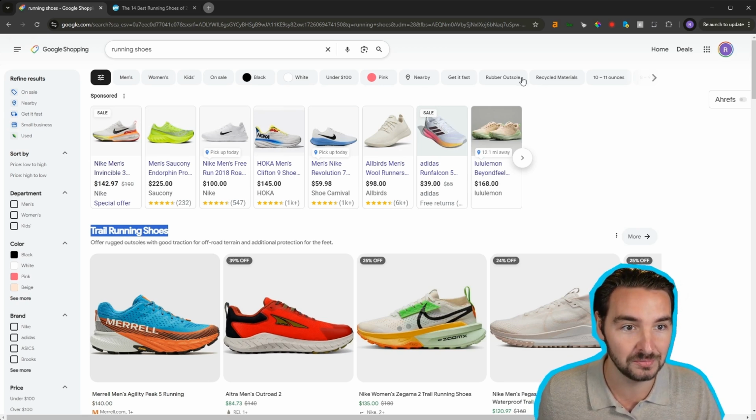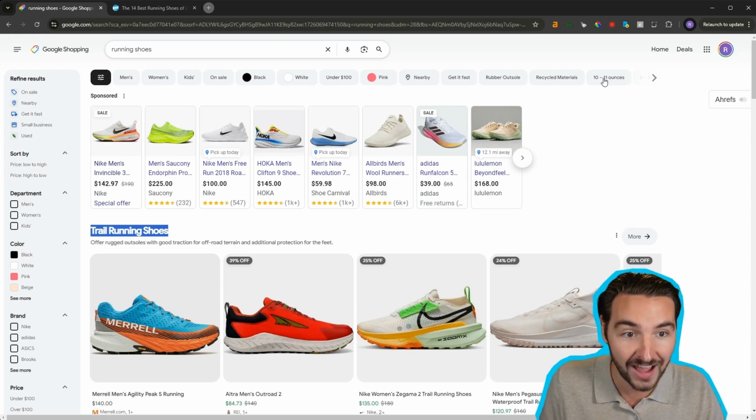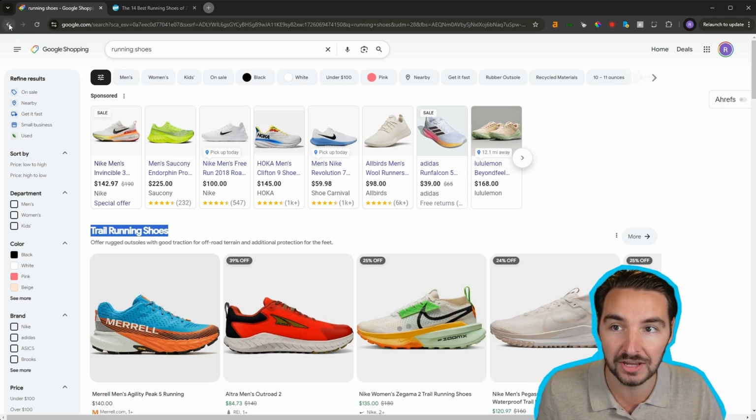And of course, we see all these buttons here on the top as well. Rubber outsole, recycled materials, the different weights of running shoes and why that should be a factor. All of these can help you basically create your content plan.